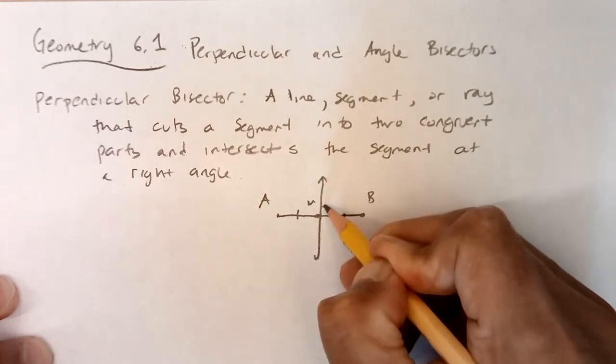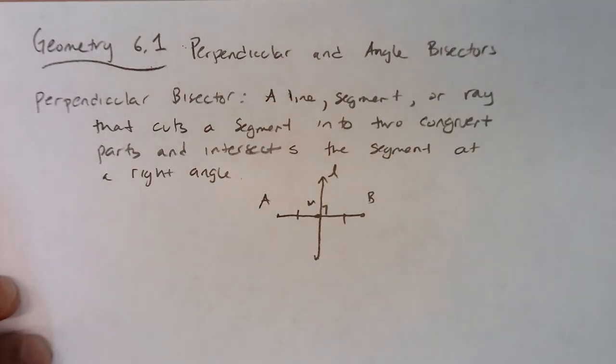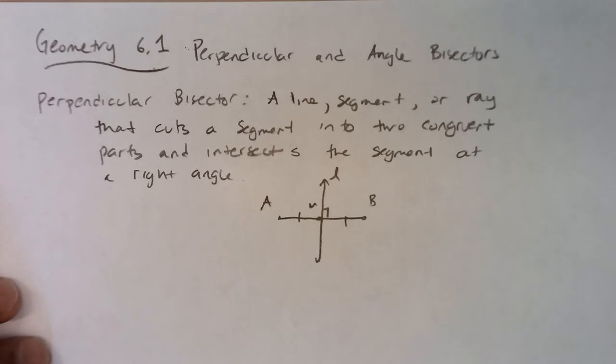So to show that, if I say line L is the perpendicular bisector of segment AB, it goes through the midpoint, which means it cuts it into two congruent parts and it's perpendicular to it. That's why it's called the perpendicular bisector.